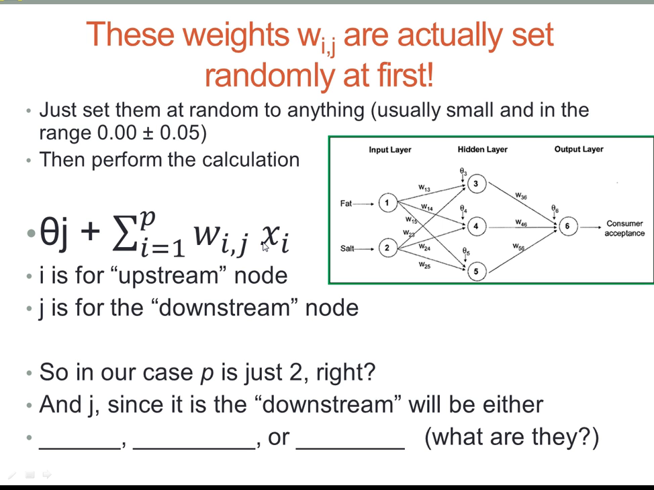Okay, sigma notation, it's useful. So going back to this, what did he say goes into node 3? The fat times this weight, and the salt times this weight. Now I see a plus there, so maybe I can use a sigma here.